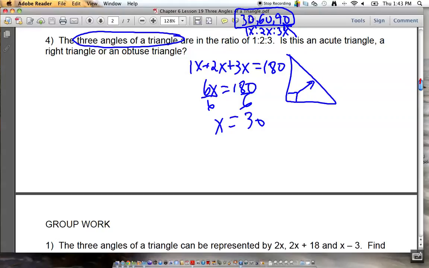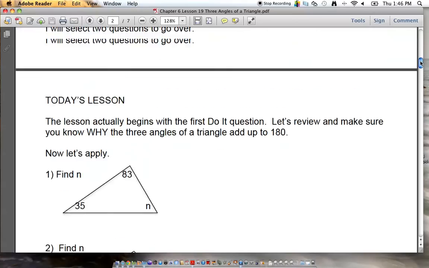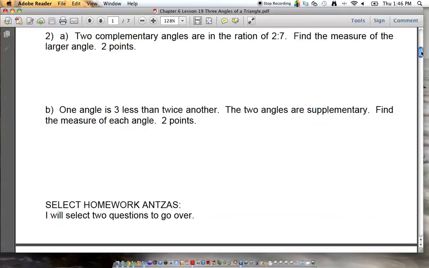Okay. Now, so far we've worked on the idea that three angles of a triangle add up to 180. And now we're going to do a little bit more algebra. Back to these. Two complementary angles are in the ratio of 2 to 7. What do you say automatically? They are what? Come on, we just did one with ratios. Yes, they are going to add up to 90, but I need to do something with the 2 and the 7. What do I need to do?